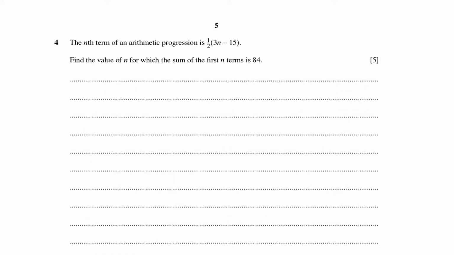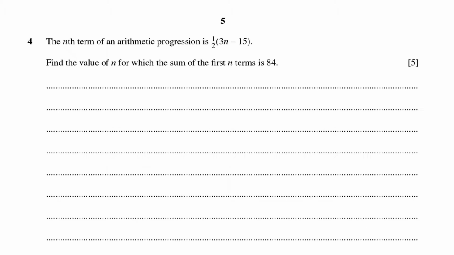Question number 4. The nth term of an arithmetic progression is half of 3n minus 15. Find the value of n for which the sum of the first n terms is 84. So what we've been given here is an expression for the nth term. So that's u_n is equal to half of 3n minus 15.